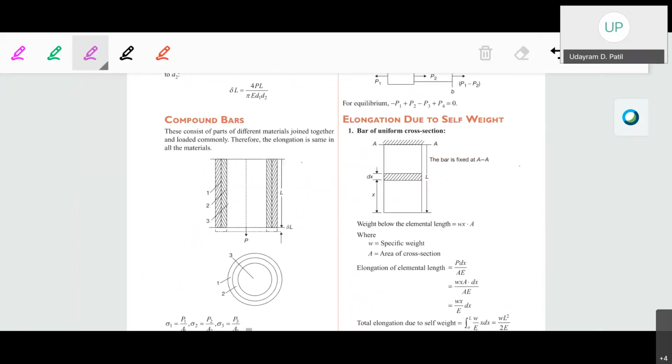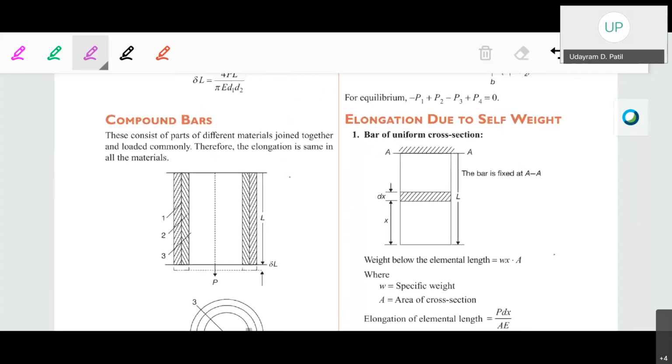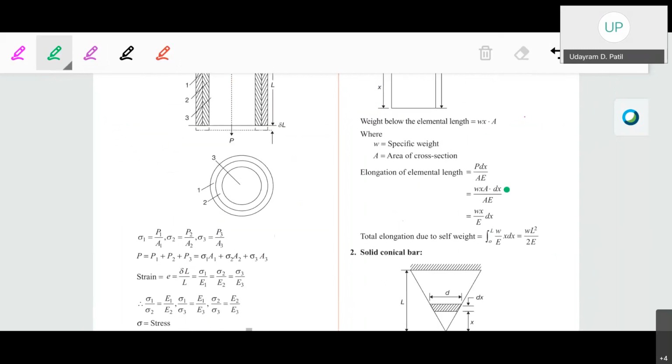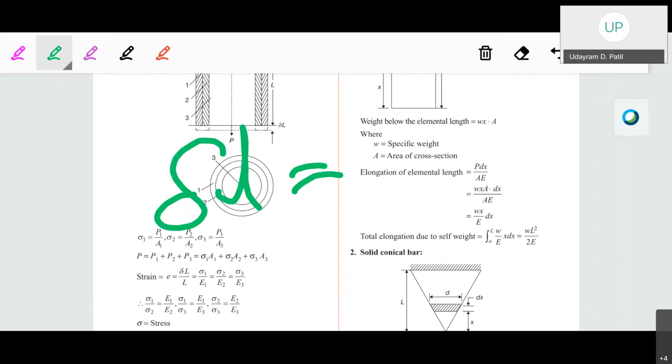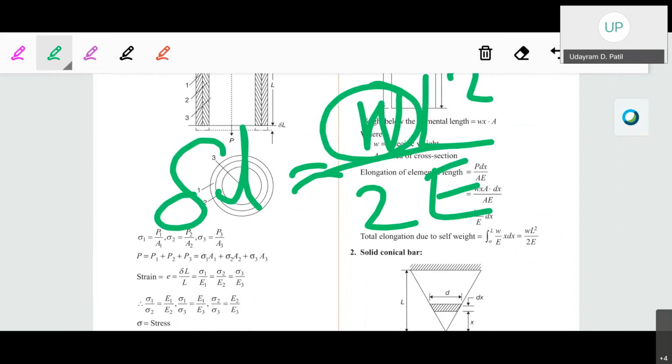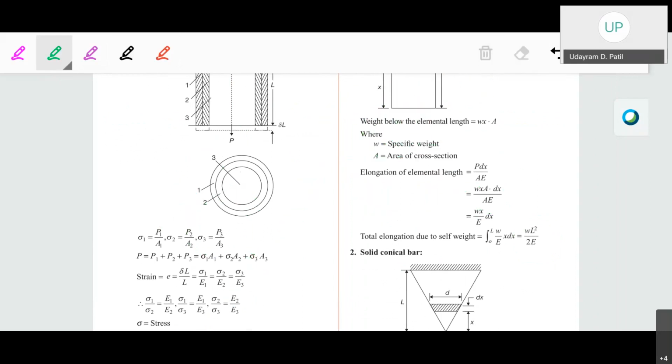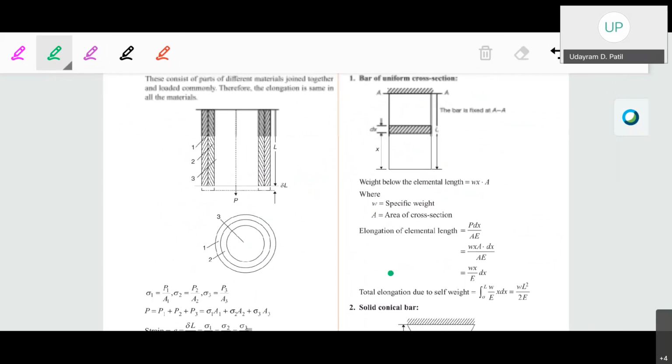Okay, similarly elongation due to the self weight will be there. A single numerical can also be asked on this, and we will take a numerical on it. In that case the elongation due to self weight has the formula delta L equals W L square upon 2E, where W will be the specific weight of that particular bar multiplied by the length.